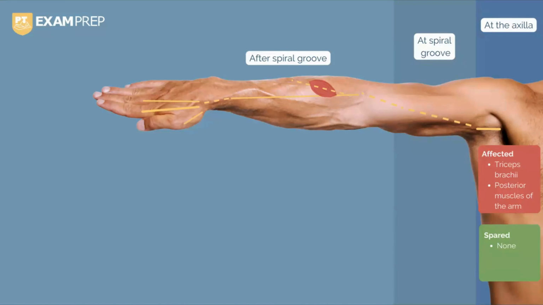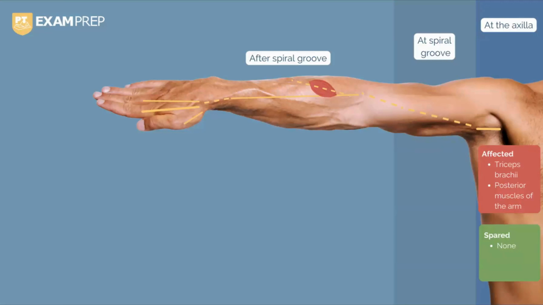So with this, we know that there's really nothing getting spared, right? We know everything in that arm is affected. We've got our triceps affected. We have all the posterior muscles of the arm, right? Okay. So in this situation, there are 3 points of lost extension. So we've lost the ability to extend our elbow, our wrist, and our fingers.